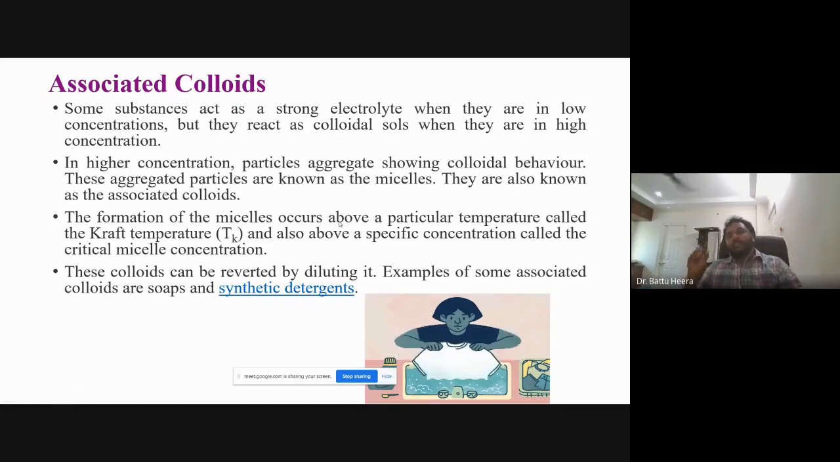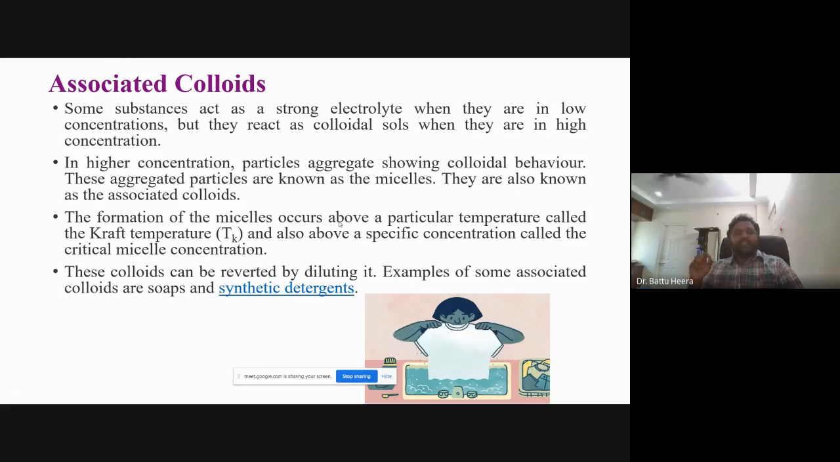ఈ మిసల్స్ ఎప్పుడు ఫామ్ అవుతాయంటే అమ్మా, it requires one particular temperature. That temperature is called as Kraft temperature, and also above a specific concentration called as critical micelle concentration. It is very very important. Associated colloids are very very important question అమ్మా. The formation of micelles occurs above the particular temperature called Kraft temperature, and also above a specific concentration called a critical micelle concentration.